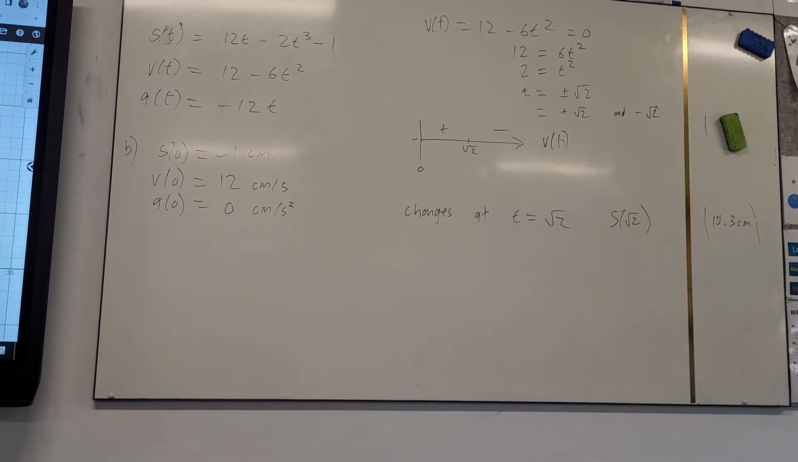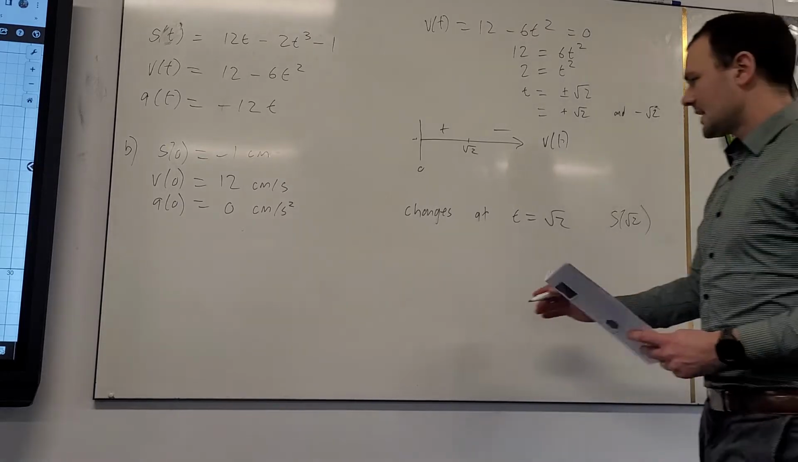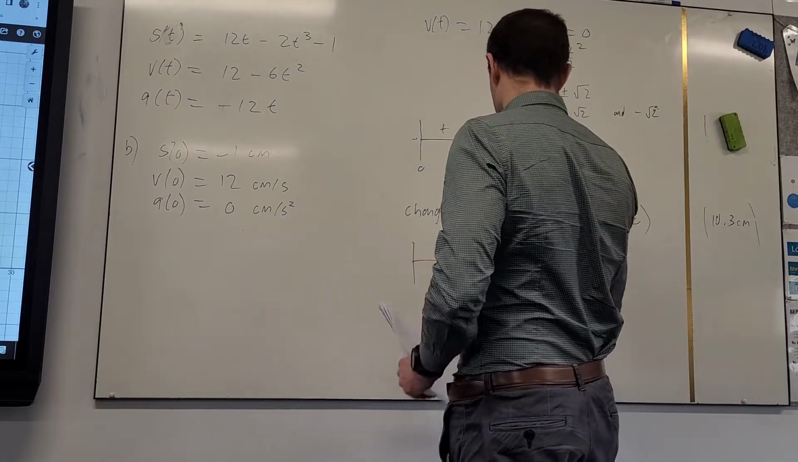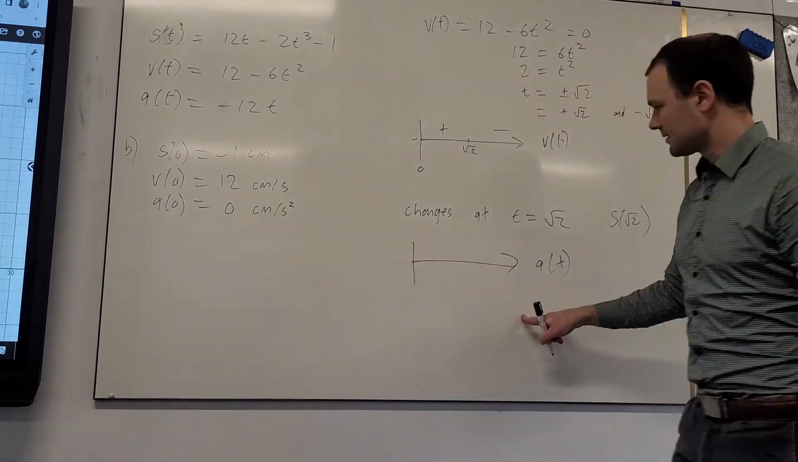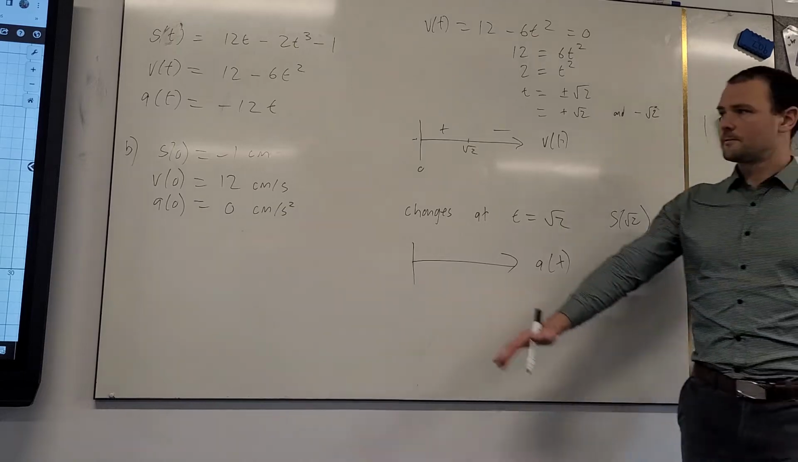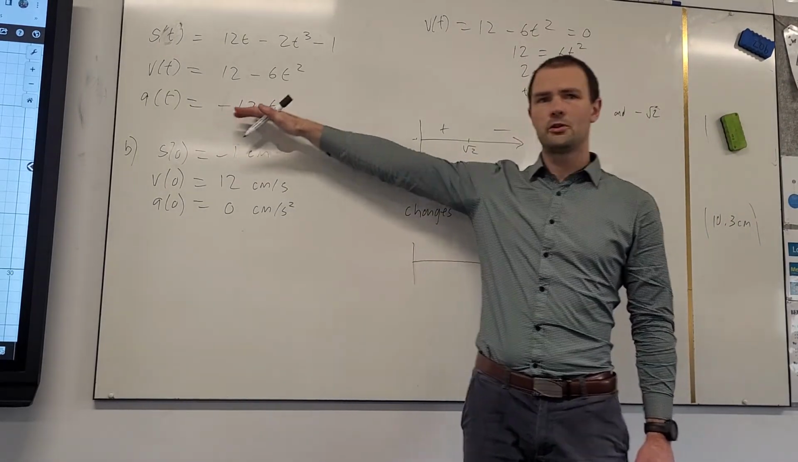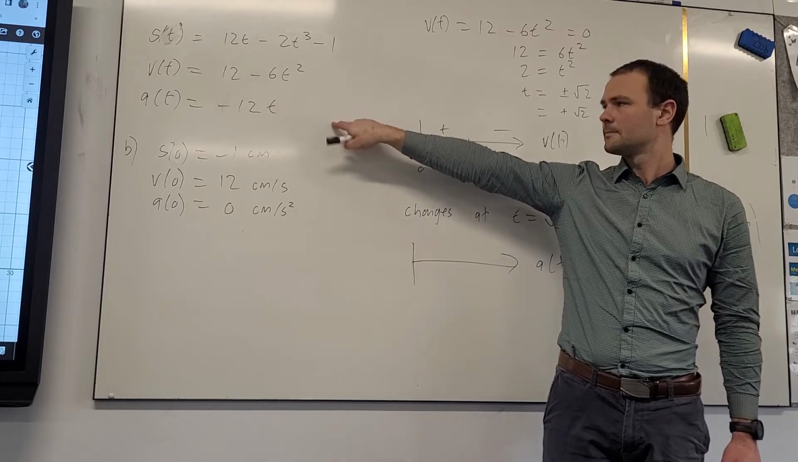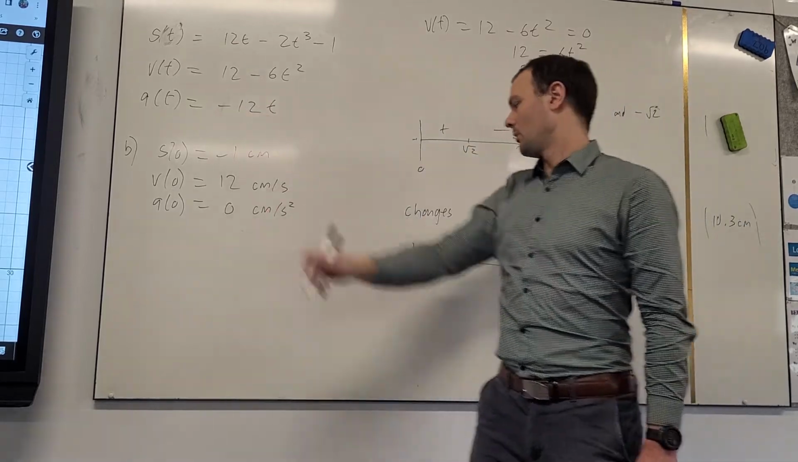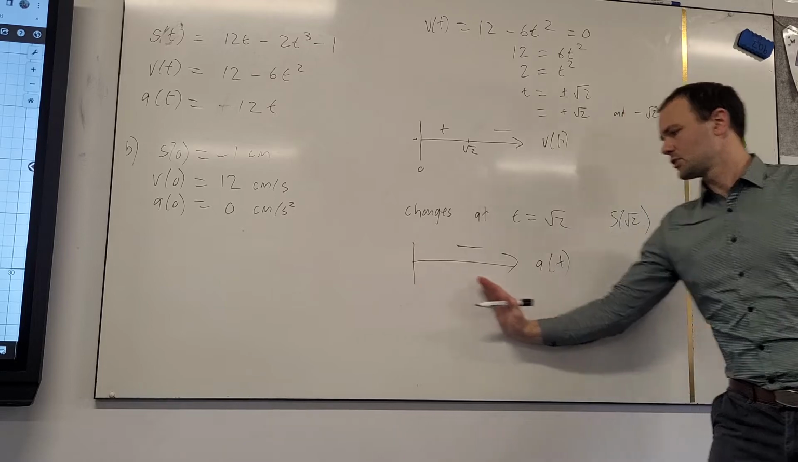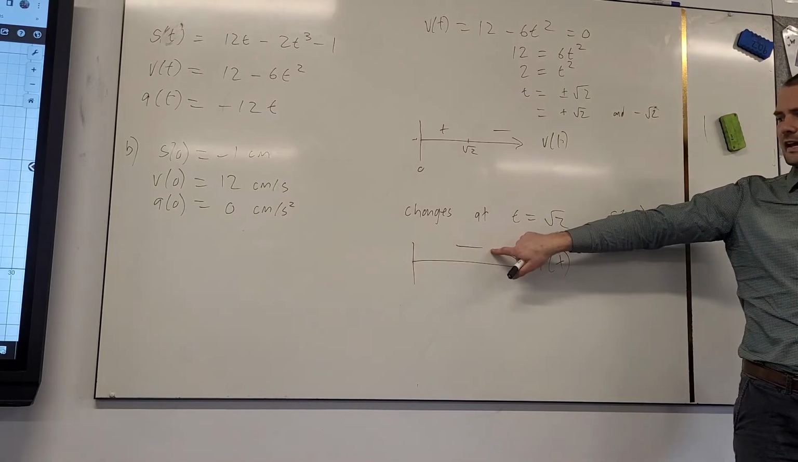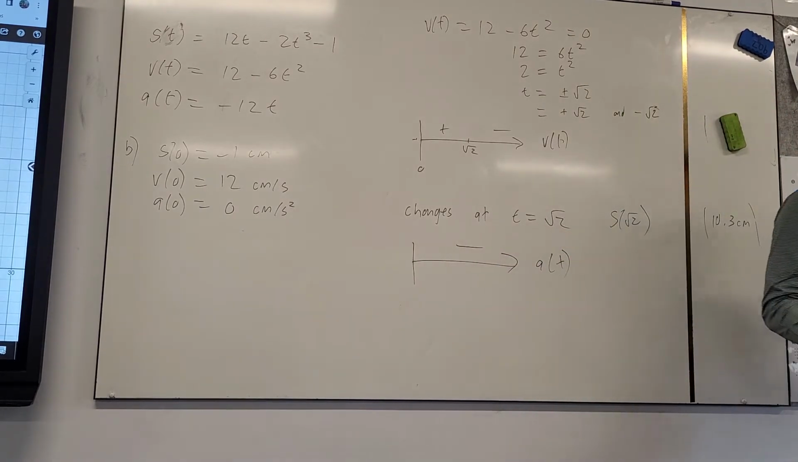Part D. At what time is the particle's, 1, speed increasing, and then 2, velocity increasing? Let's sketch the sign diagram of the acceleration function, because that's going to help us answer this question. The acceleration function is the equation of a line, it passes through the origin because it doesn't have a y-intercept, and it has a negative slope, which means over this positive region of time, acceleration is always negative.